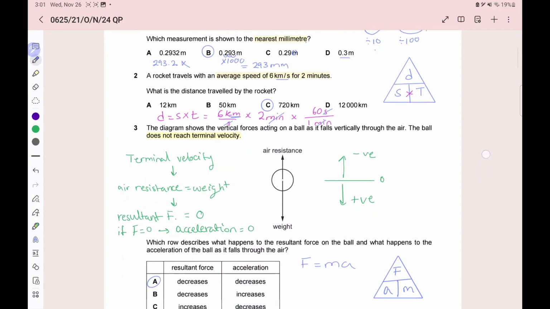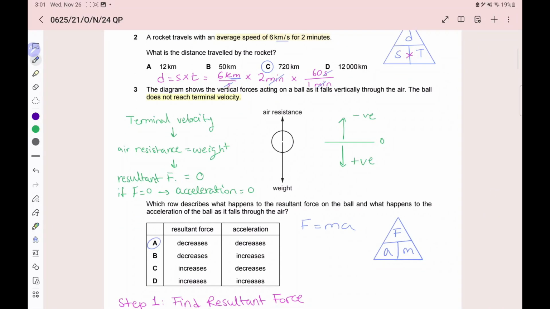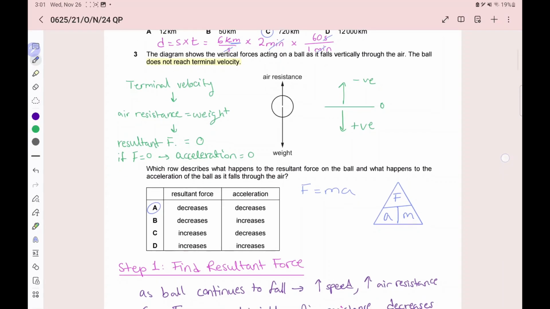Now, for the third question, the diagram shows the vertical forces acting on a ball as it falls vertically through the air. The ball does not reach terminal velocity, so that is very important. Okay, so which row describes what happens to the resultant force on the ball and what happens to the acceleration of the ball as it falls through the air?